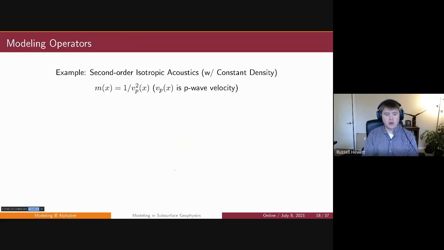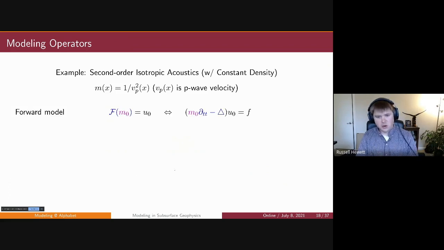So I want to show an example of this. Let's consider a very toy problem: second order isotropic acoustics under a constant density assumption, and I'm going to have some velocity. Actually, sorry, we'll get to the setup in a moment. I have my forward model, and in this case it's just going to be the second order isotropic acoustic wave equation, which is on the right-hand side.